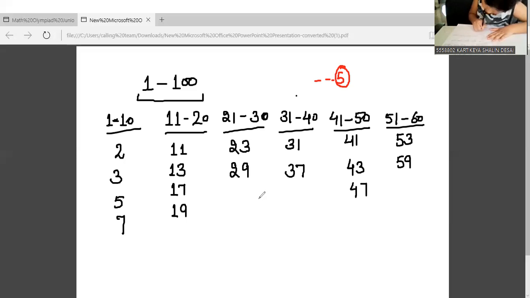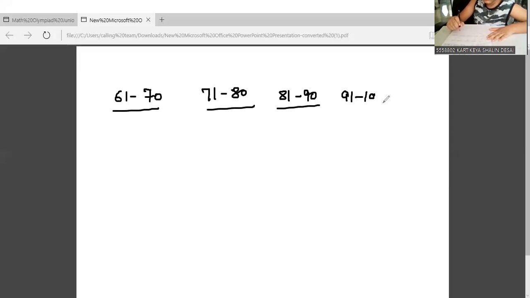I need to erase this. Yes. So let us come to the remaining numbers. So till 60 we have done. I'm coming to the next line, 61 to 70, then 71 to 80, then 81 to 90, then 91 to 100. Yeah, what about 61 to 70? Take your time now.